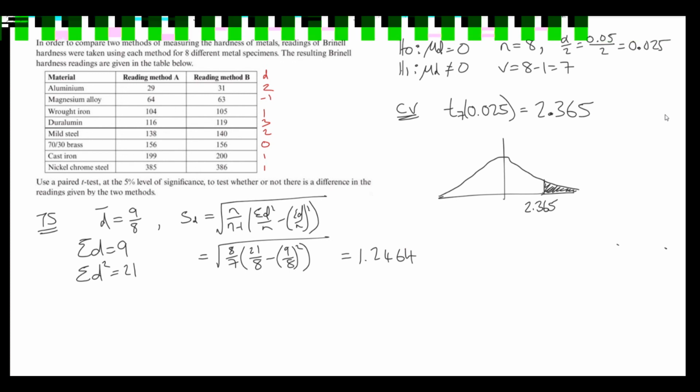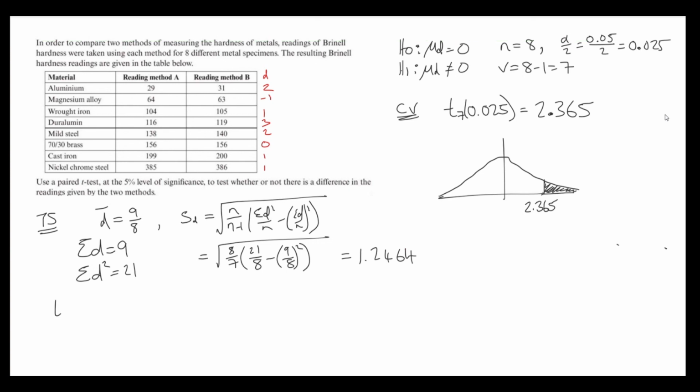Let's go ahead and calculate our test statistic. So t is going to be d bar minus mu over s over root n. Substitute these values in. We get 9 over 8 all over 1.2464 over root 8. Okay, substituting. Let the calculator do its magic. We get 2.5529.